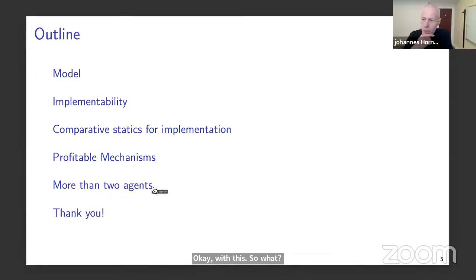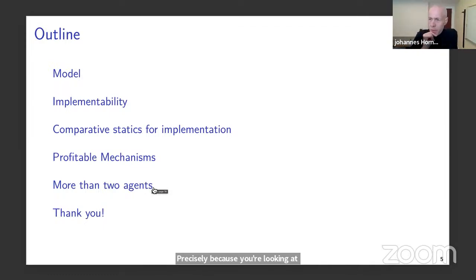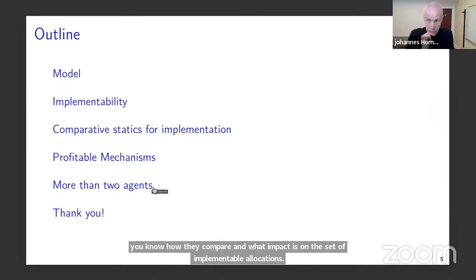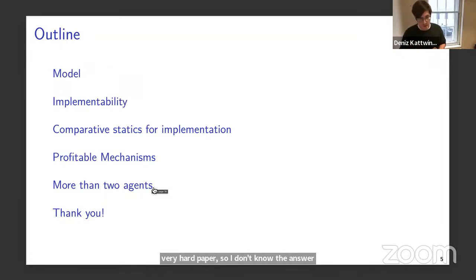Deniz, one paper that I still see missing is Gossner and Mertens on information structures in zero-sum games, precisely because you're looking at zero-sum games. It's going to be a lot about information structures and how they compare and what the impact is on the set of implementable allocations. Is there a particular reason? Is it unrelated? It's a very hard paper, so I don't know the answer. No, I think it is related. I should have included that. Thanks for pointing this out.